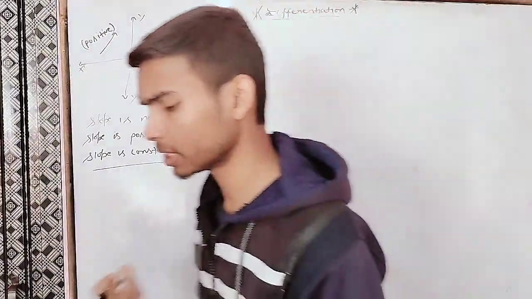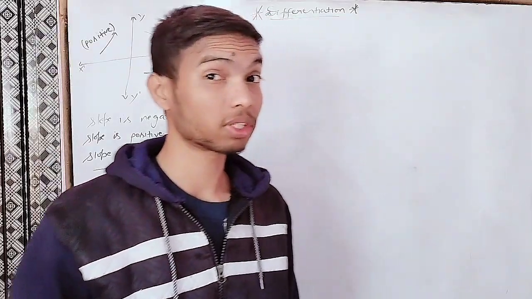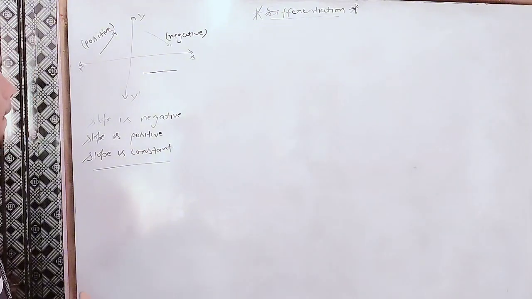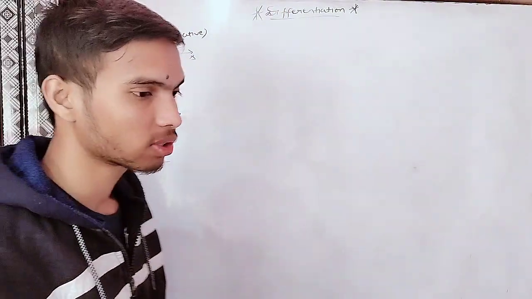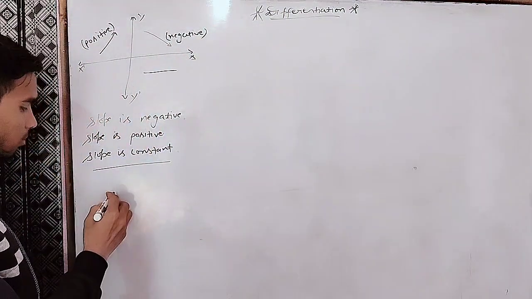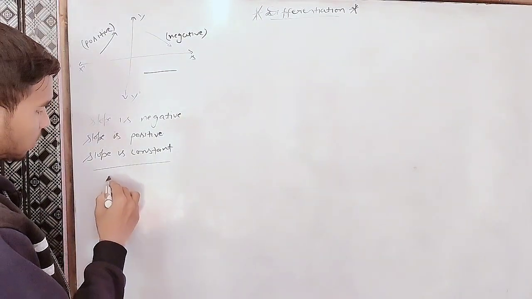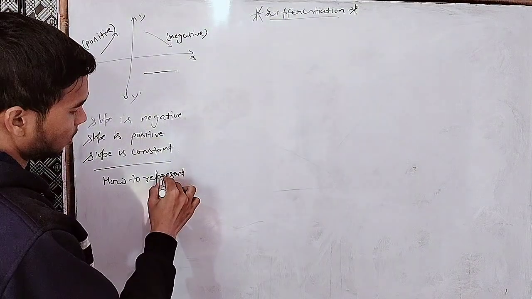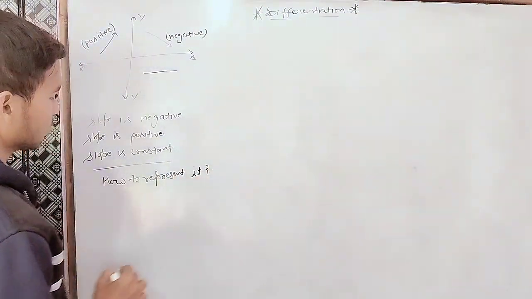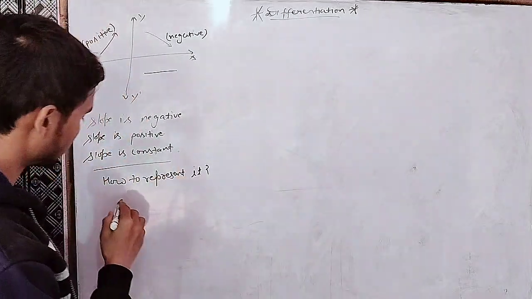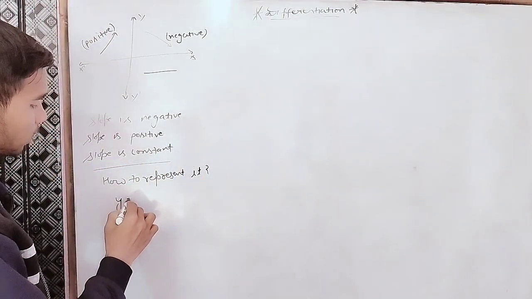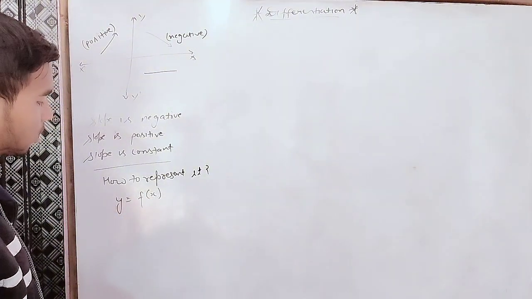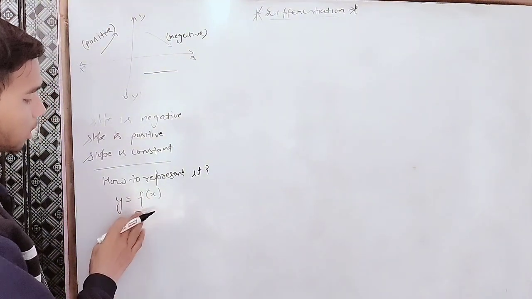How to represent depreciation? We represent it by function. So we represent it like that. Clear?